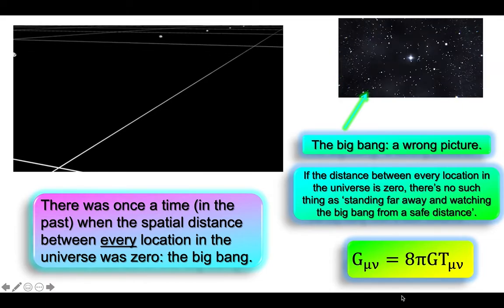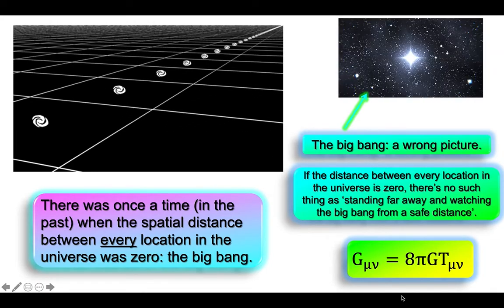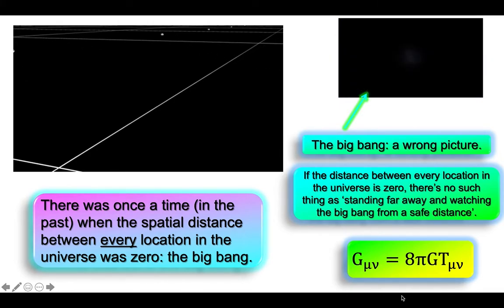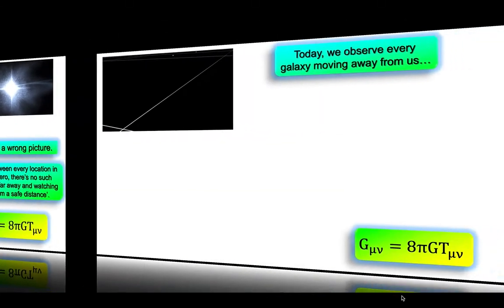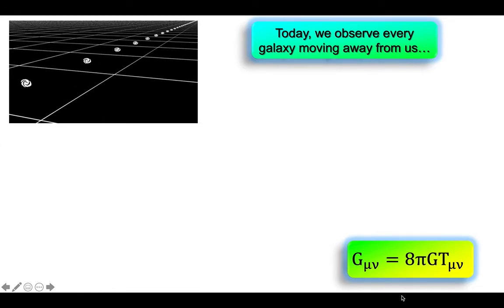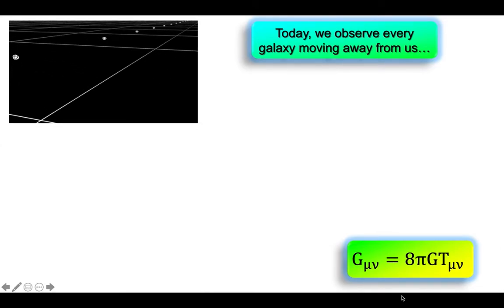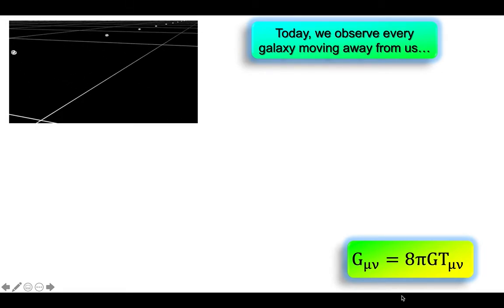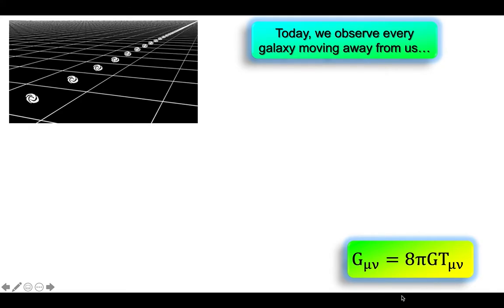So, at a time in the past, the distance between every location was zero. This is known as the Big Bang. Now, today we are in one galaxy somewhere in the local group in Laniakea supercluster, and for the most part, we see every other galaxy in the universe moving away from us.